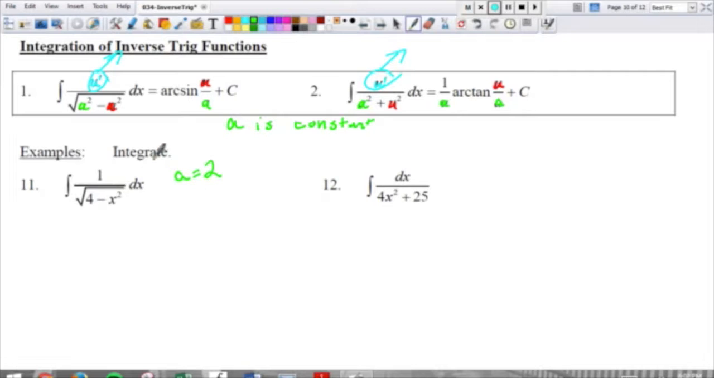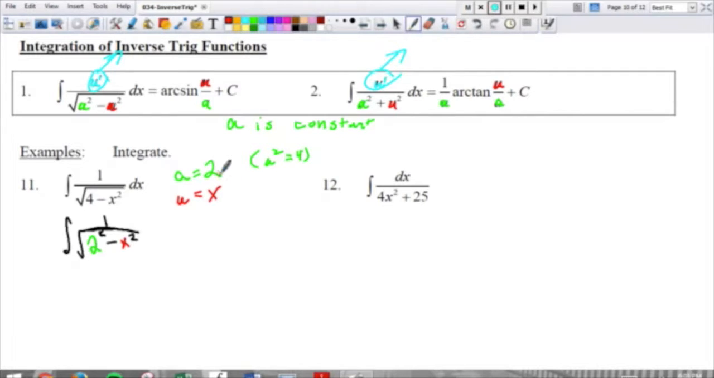Why is A equals 2? Because that's 4. And I'm thinking, oh, A squared is 4. Oh, matchy, matchy, matchy. Okay? Now, to make it even clearer, let me try this. 1 over 2 squared minus x squared. See? So u equals x.